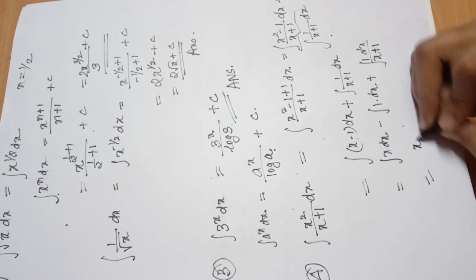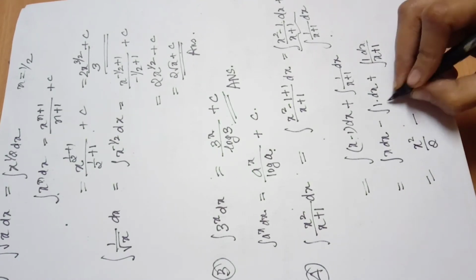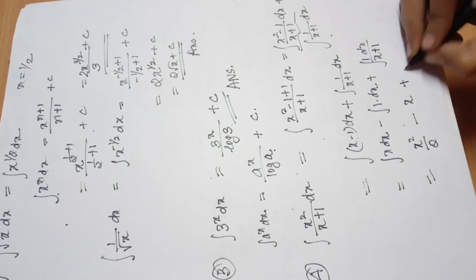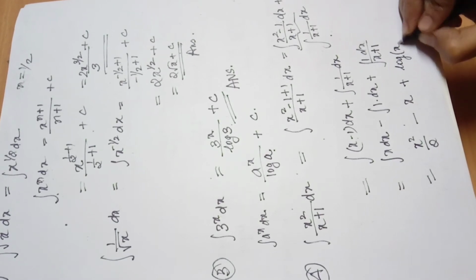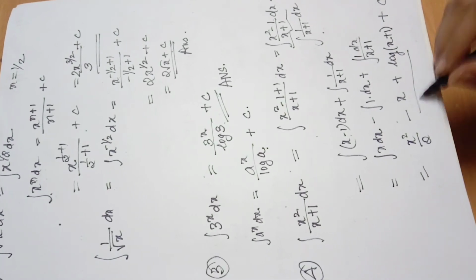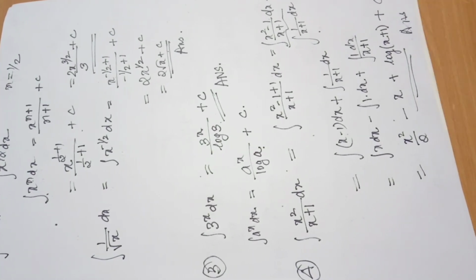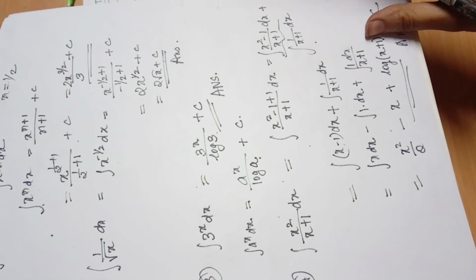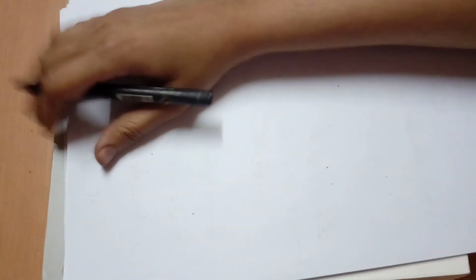This is x squared by 2. This is x. This is log, right? Plus c. So this is my answer. Okay, so this was somewhat difficult. Let's try to do a somewhat more difficult question.